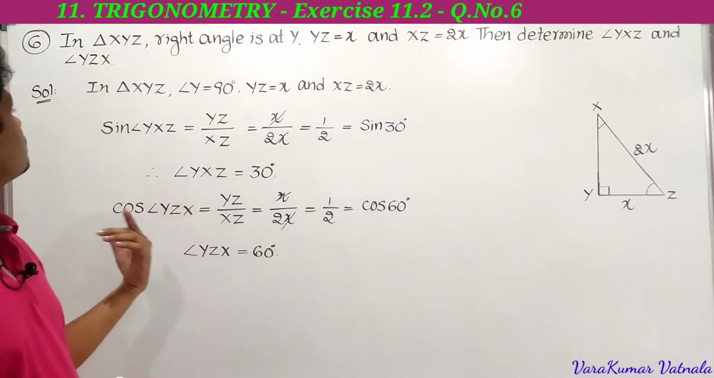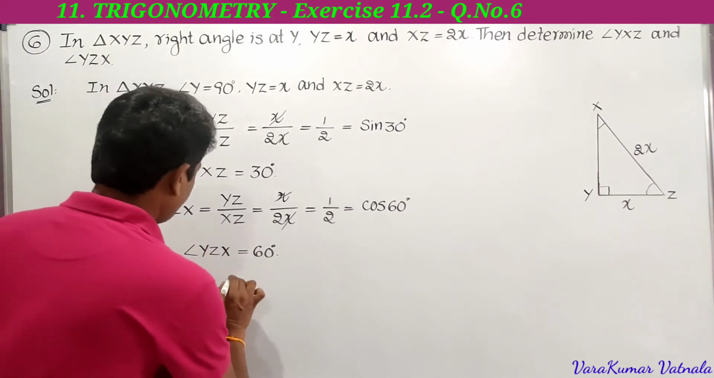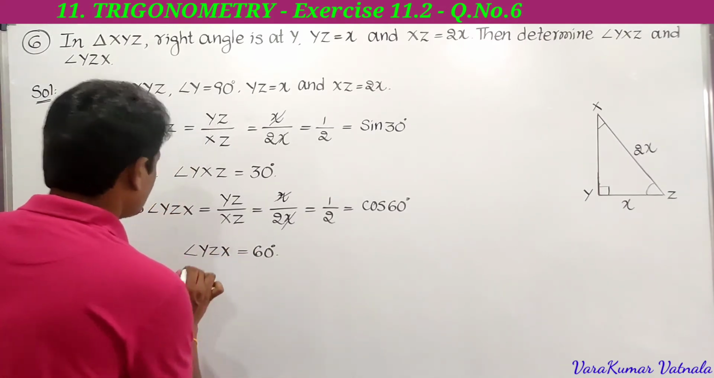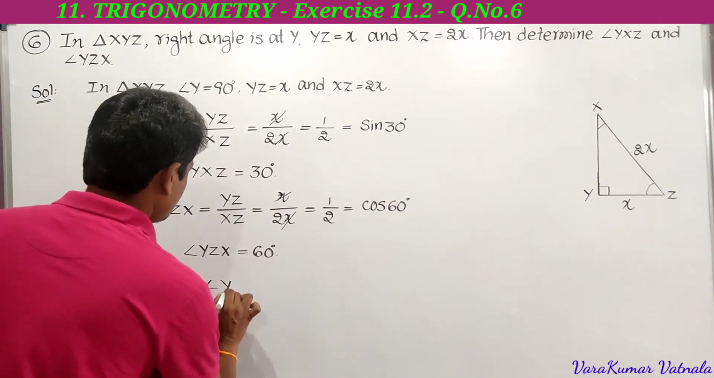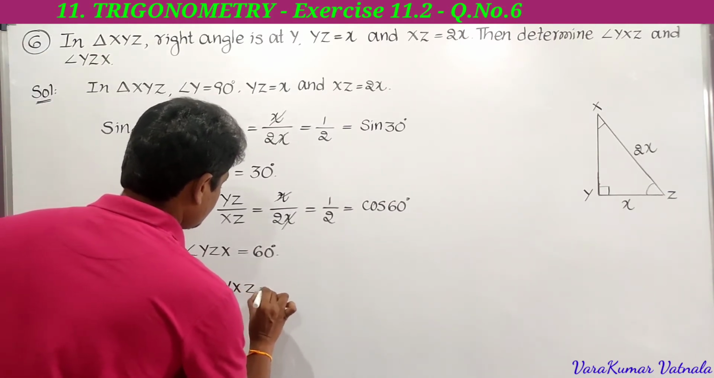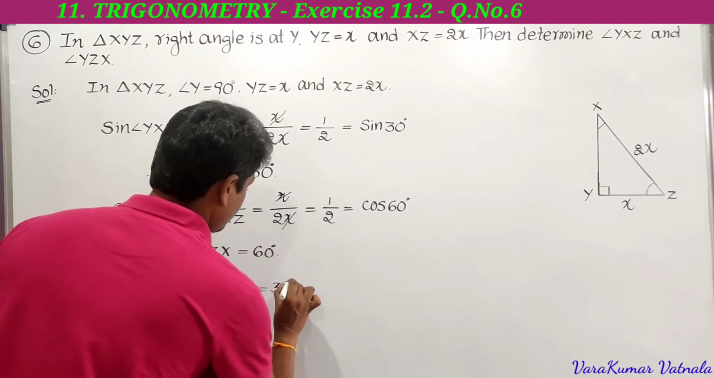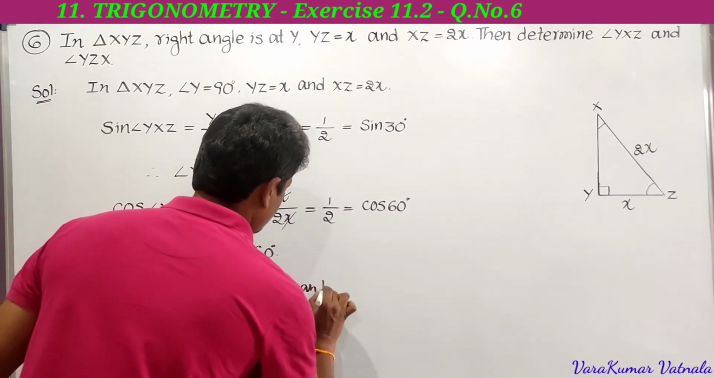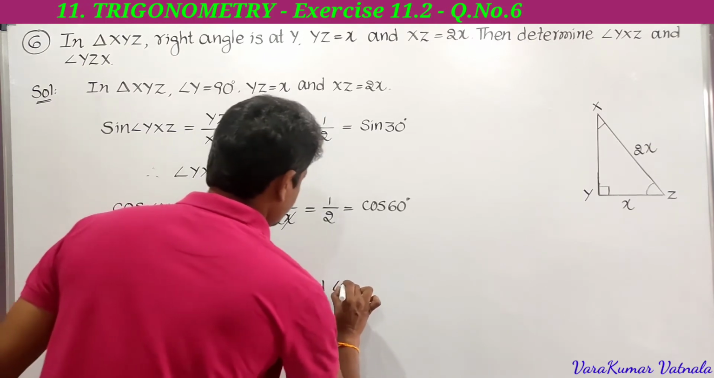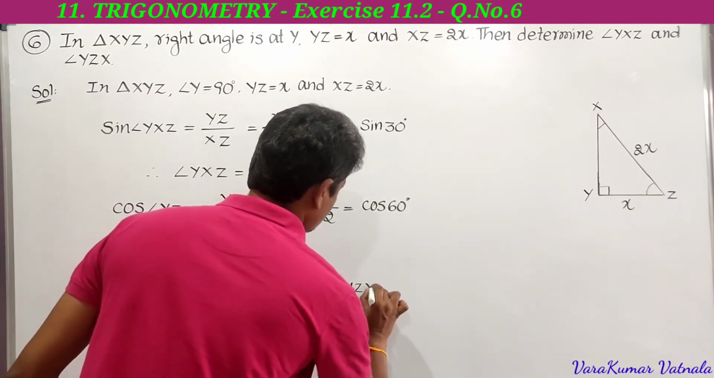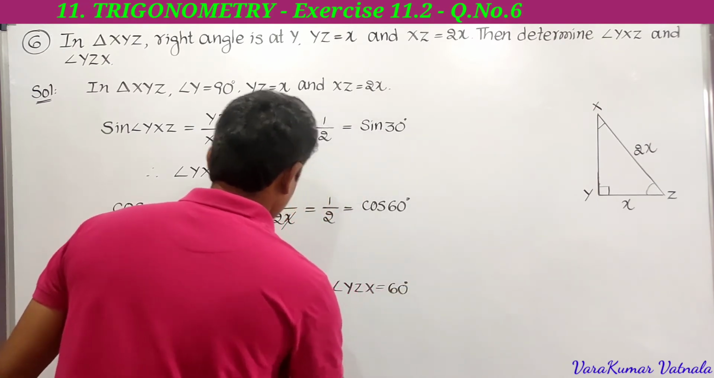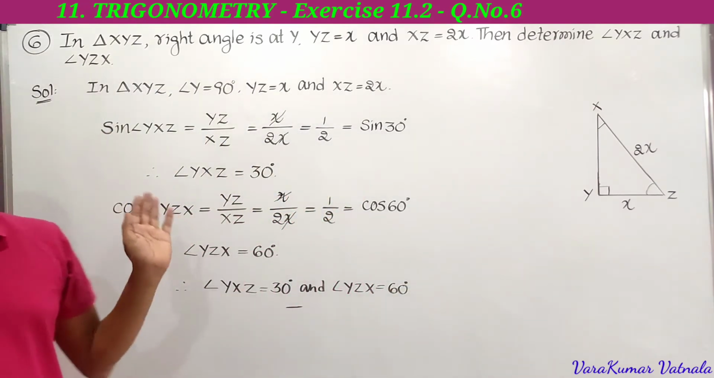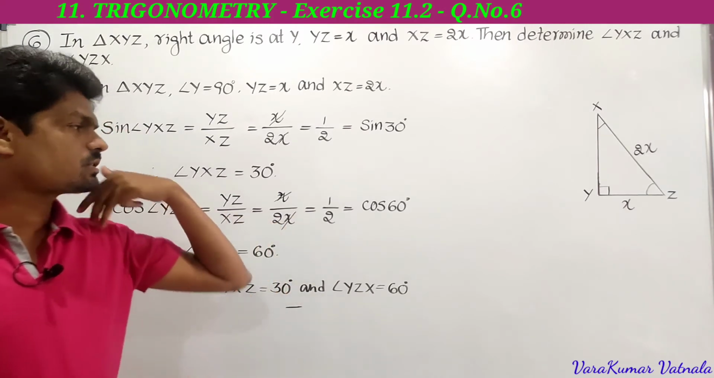So this is the sixth problem in the exercise. Therefore we write the conclusion: angle YXZ equal to 30 degrees and angle YZX equal to 60 degrees. So like this we can find. This is the sixth problem in exercise 11.2. Next we have to solve the seventh problem.